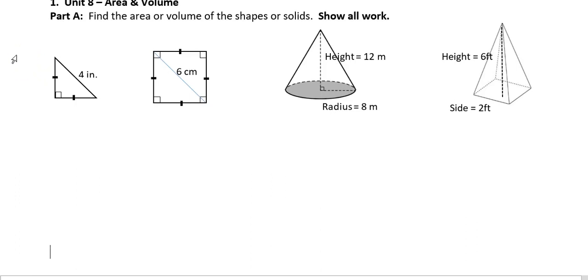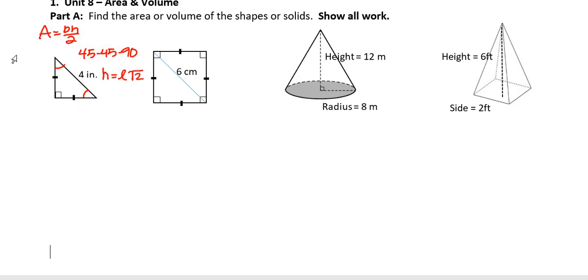So first of all, I noticed that this is an isosceles right triangle, so that tells me that this angle is congruent with this angle. My area of a triangle is base times height divided by 2. This is a 45, 45, 90 triangle. And my one formula for a 45, 45, 90 triangle is the hypotenuse is equal to the leg times the square root of 2. So we're going to go ahead and work this problem, and we're going to find out what these legs are, because those are going to be our base and our height in this isosceles right triangle.